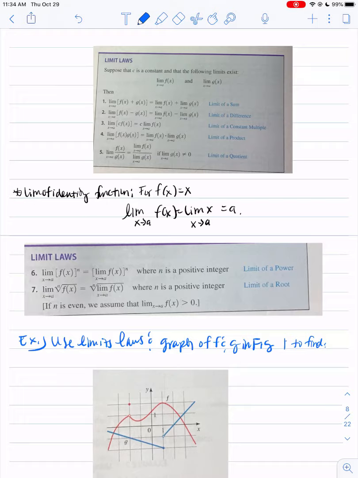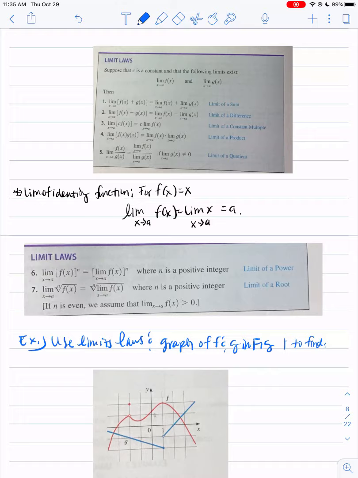And then we have the limit as x approaches a of f of x minus g of x equals the limit as x approaches a of f of x minus the limit as x approaches a of g of x. So the limit of a difference is the difference of the limits. And then the limit of a constant multiple: if we're multiplying c times f of x on the inside of the limit, we can take that c out and do c times the limit as x approaches a of f of x.